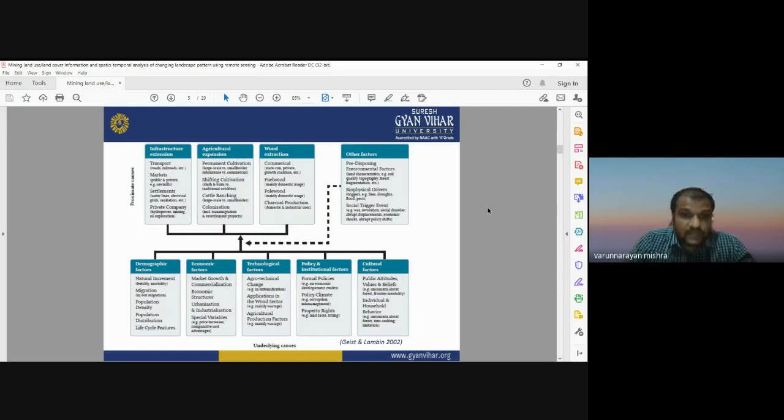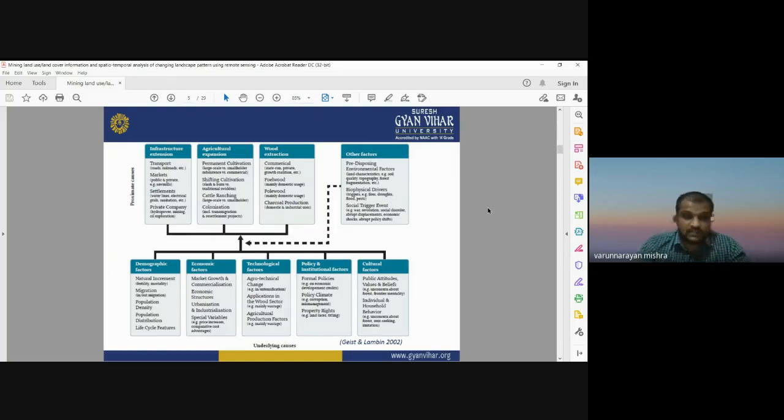It may be some economic factors, it may be some technological factors, policy and institutional factors may be responsible for landscape change or landscape dynamics. Cultural factors may also be responsible for the changes in the land use land cover of that area. So these are some common types of variables, or you can say these are the driving factors. These are the driving variables that may be responsible for different processes and different phenomena over the landscape, or you can say urbanization, urban growth, or landscape dynamics, whatever term you use.